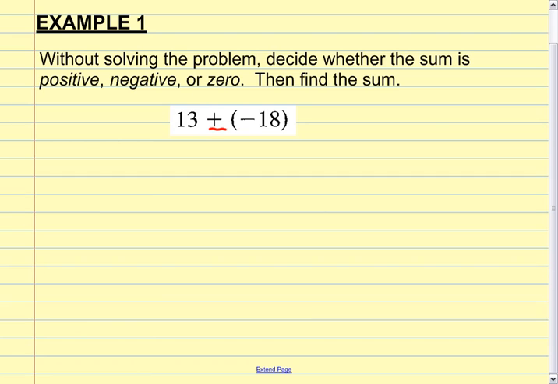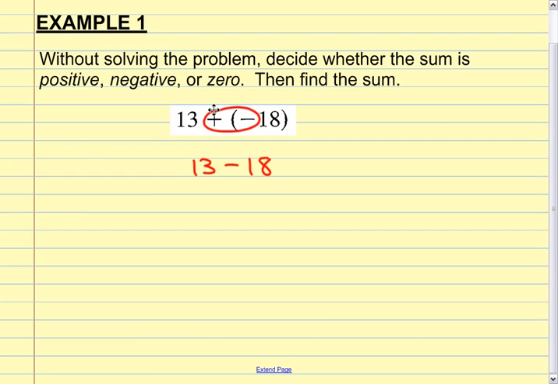A positive and a negative together, what do they make? What are they the same as? Catherine? As a negative. Okay? So we're going to rewrite this as 13 minus, because a positive and a negative together, it's an odd number of negatives, so the whole thing is negative.